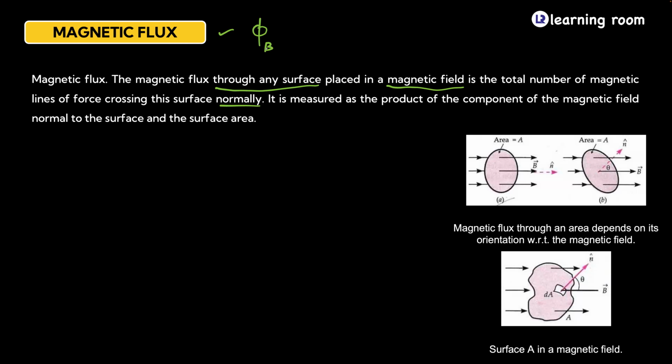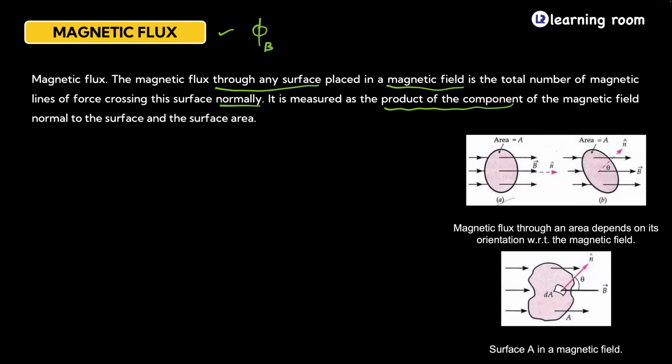Listen to this carefully. This is the statement: total number of magnetic field lines that are passing through a surface normal to it. But the question is, how are you going to calculate that number? You need a mathematical formula, something to quantify it. You know the meaning of quantifying, right? Give a value to it. For that, we have another definition: it is the product of the component of the magnetic field normal to the surface and the surface area.